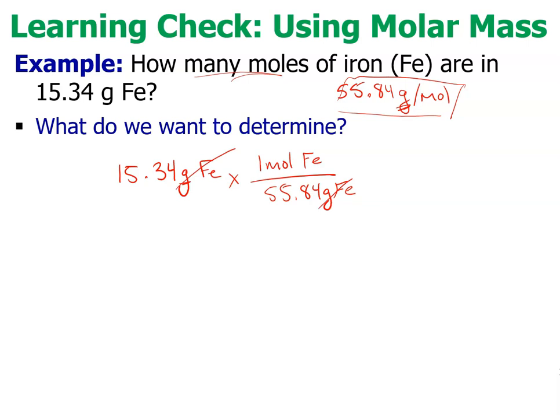The grams of iron units are going to cancel out. And then if we take 15.34 and divide by 55.84, we will get approximately 0.2747, and the units are going to be moles of iron. One thing you'll notice here, MOL, that is the shortened version of moles. Sometimes you will see MOL as a short version, or you can write the whole word, which doesn't save you much time, but just so you're aware, MOL is the same as moles.